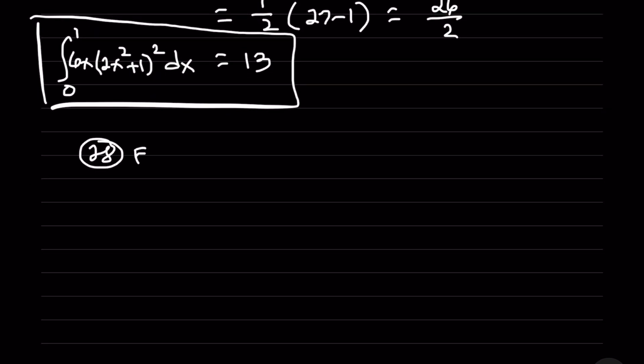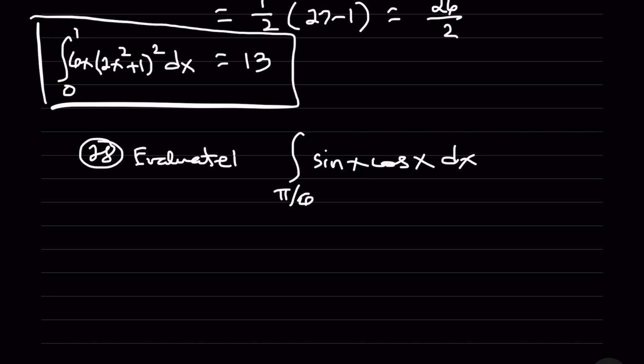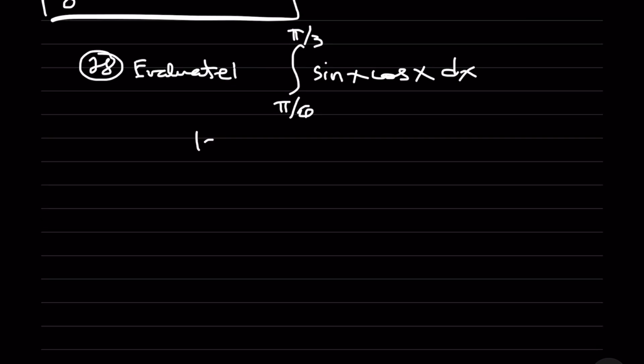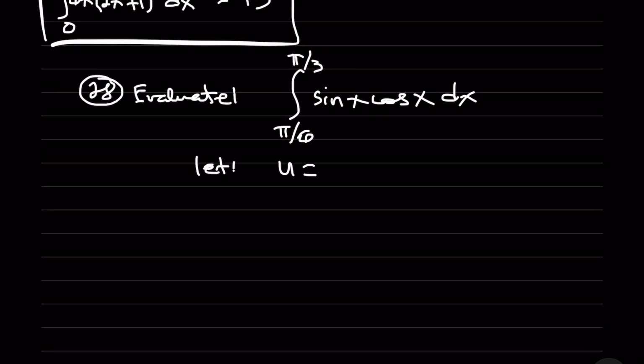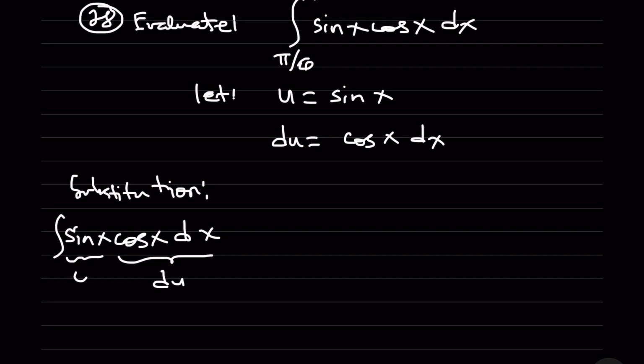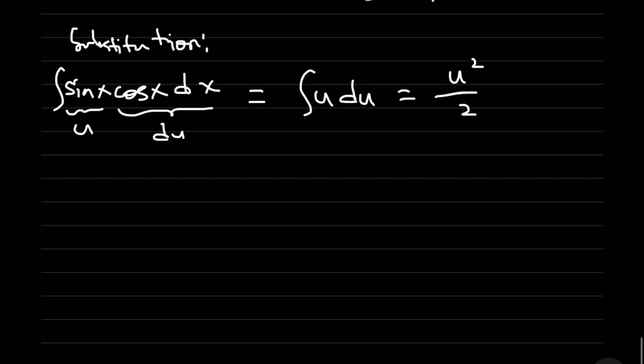Next number, 28. Evaluate the following integral: the integral of sine x cosine x dx evaluated from pi over 6 to pi over 3. So there are two ways of solving this. We can let u be equal to sine x, or we can also let u be equal to cosine x. It's your choice. So if we let u be equal to sine x, the value of du is equal to cosine x dx. So by substitution, cosine x dx is du, and sine x is equal to u.